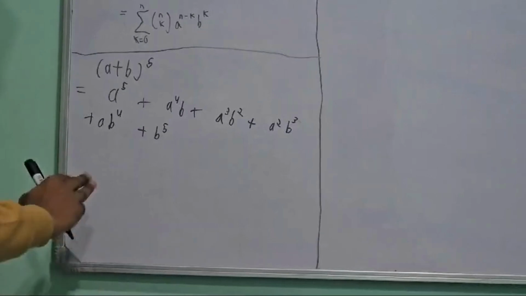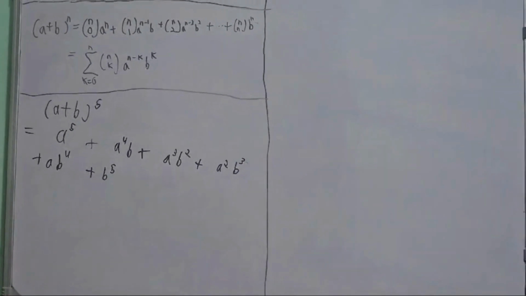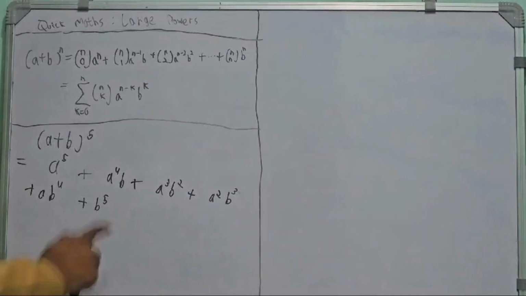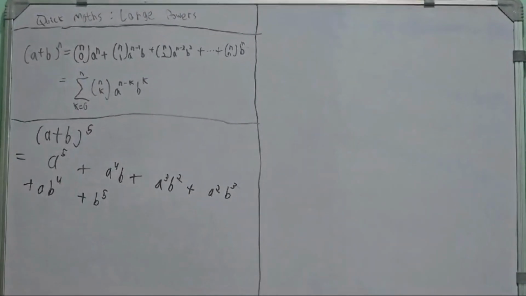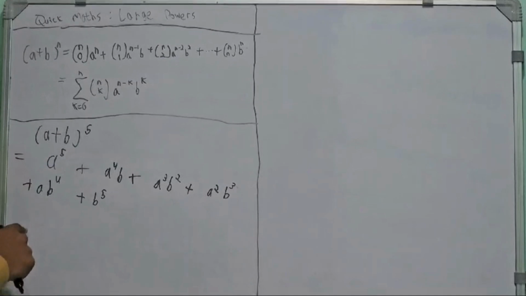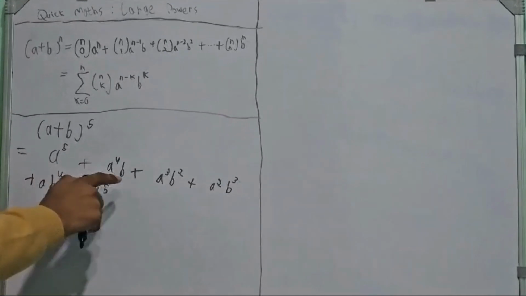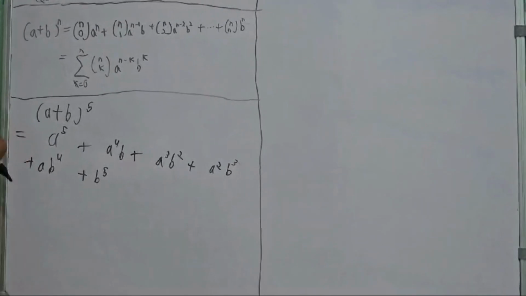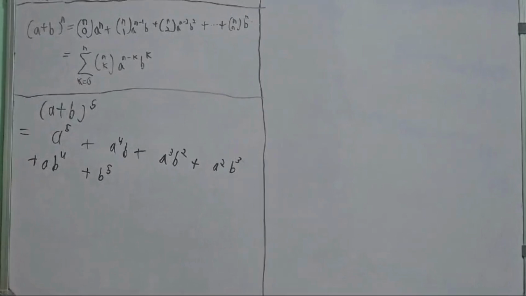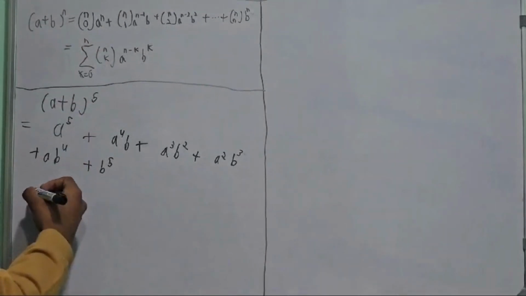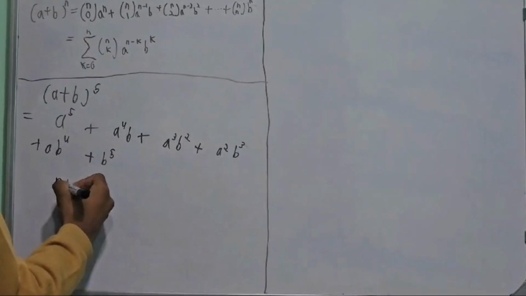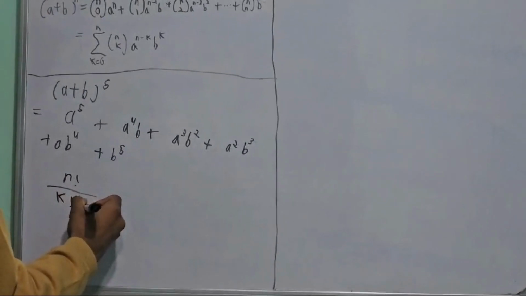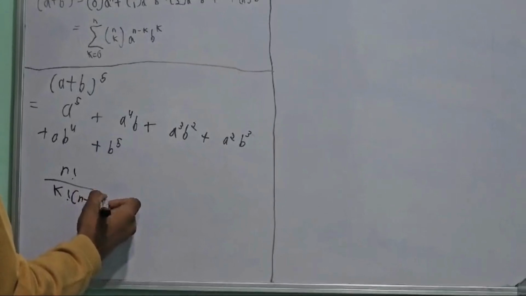Now we have the variable parts of the terms. Now what we need to grab is the coefficients, and the coefficients are found using this formula as I've shown here. Let's say this is the 0th term, this is the first term, this is the second term, etc. The coefficient will be n choose the number of the term. If you remember this formula, it is n factorial over k factorial times n minus k factorial.